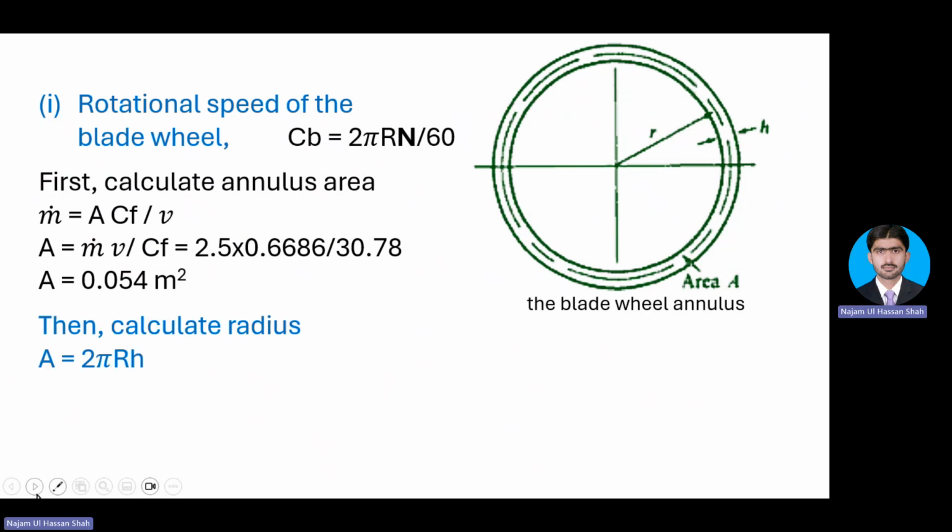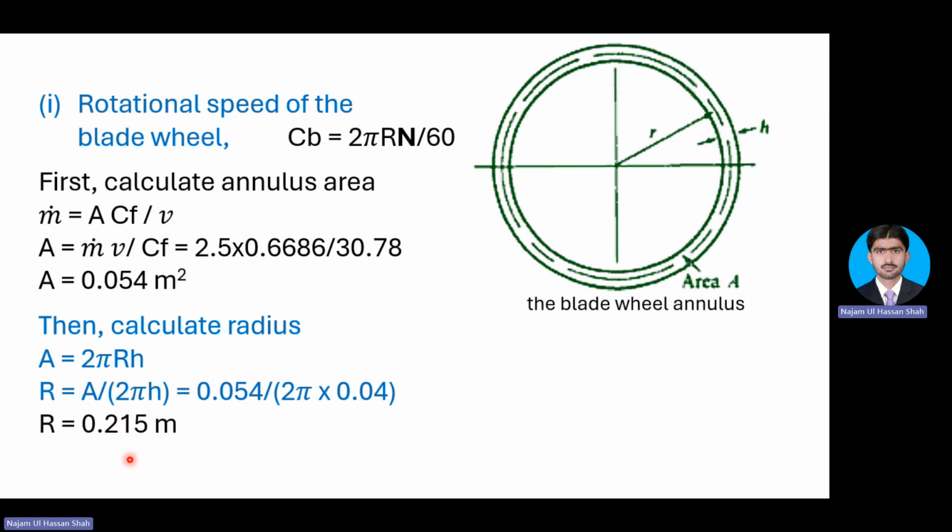Next, we can obtain the value of radius by writing a formula for the annulus area in terms of radius. So area is equal to 2 pi RH. So R is area divided by 2 pi H. We substitute values. The radius becomes equal to 0.215 meter. Okay, now we have determined the radius.